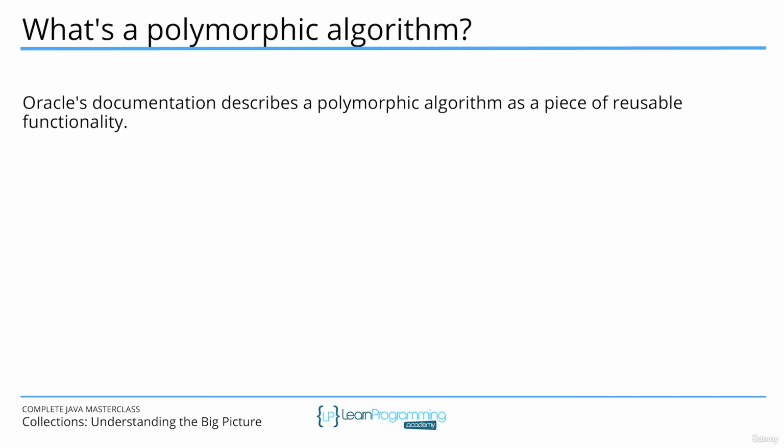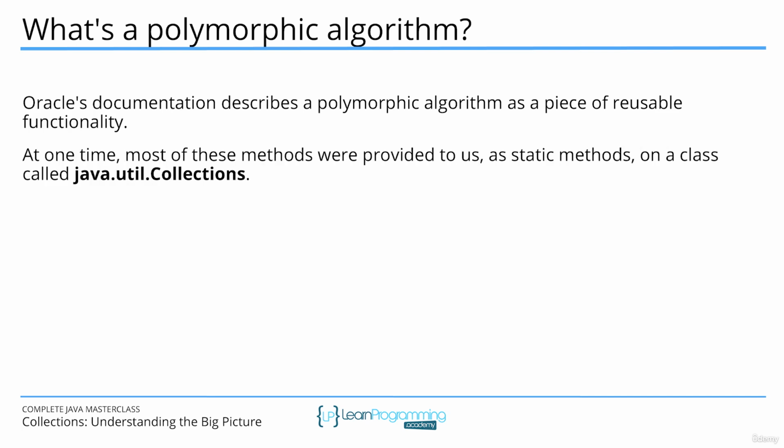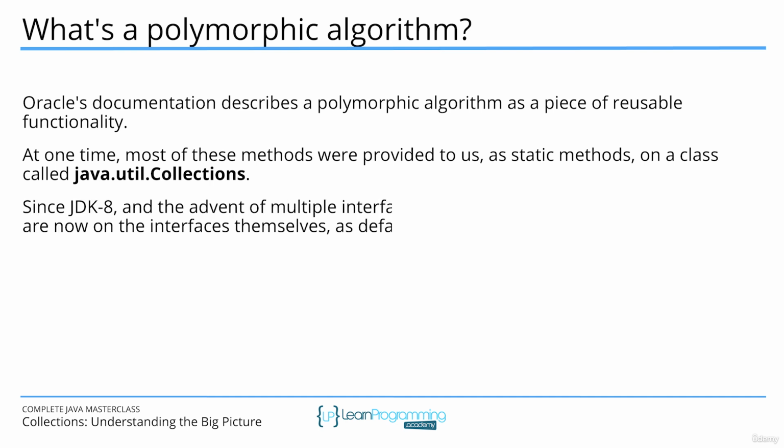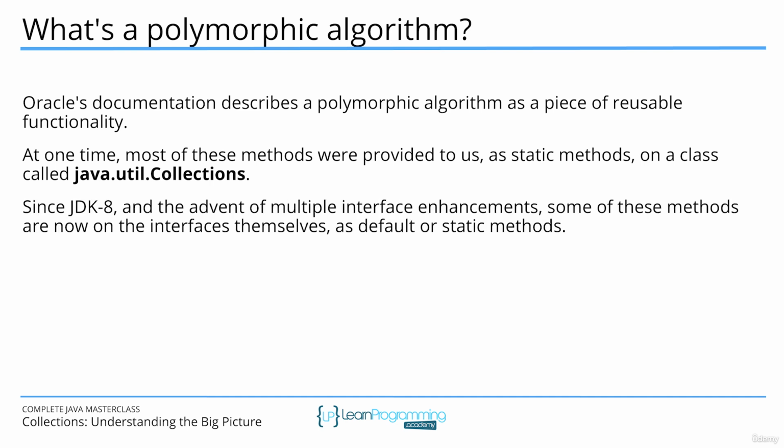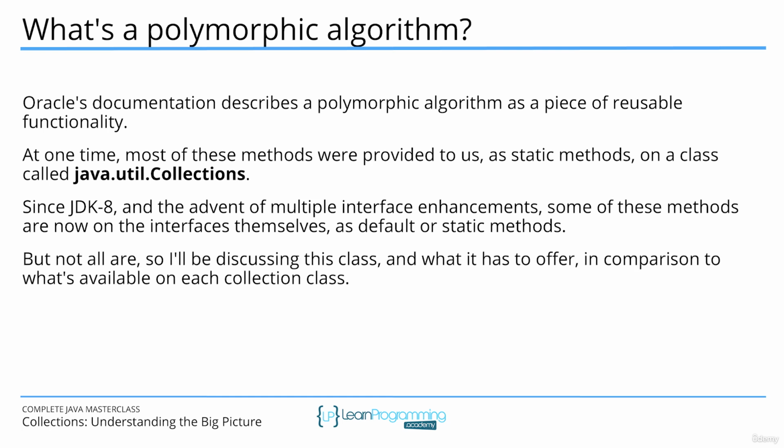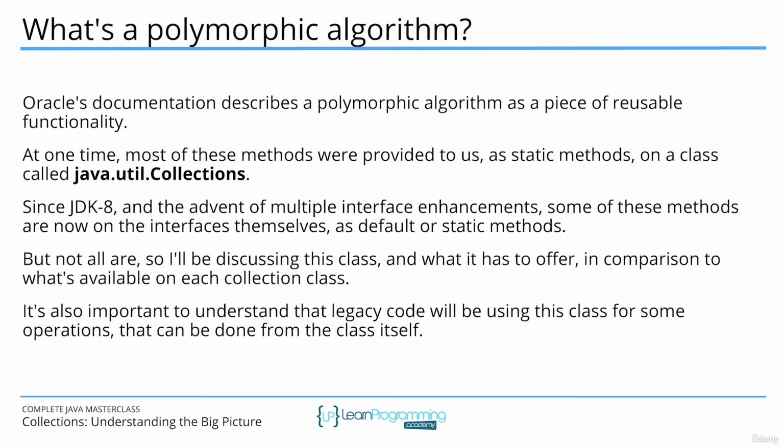Oracle's documentation describes a polymorphic algorithm as a piece of reusable functionality. At one time, most of these methods were provided to us as static methods on a class called java.util.Collections. Since JDK8 and the advent of multiple interface enhancements, some of these methods are now on the interfaces themselves as default or static methods. But not all are, so I'll be discussing this class and what it has to offer in comparison to what's available on each collection class. It's also important to understand that legacy code will be using this class for some operations that can be done from the class itself.